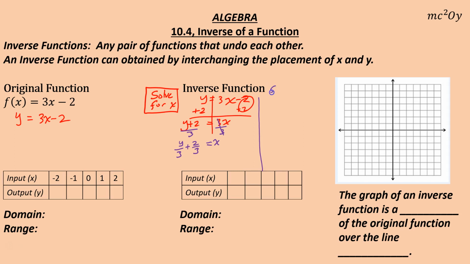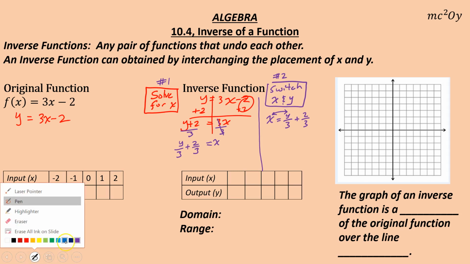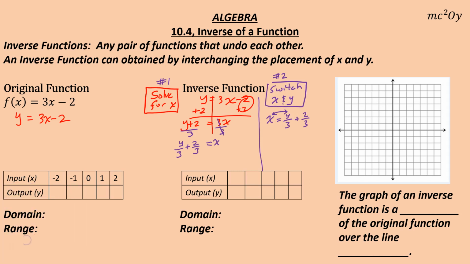which is to switch or interchange x and y. So step number 1, first thing, and then number 2. We have x equals y over 3 plus 2 over 3. We want to interchange x and y, so these two things just trade spots. So we are going to write that as y equals x over 3 plus 2 over 3.